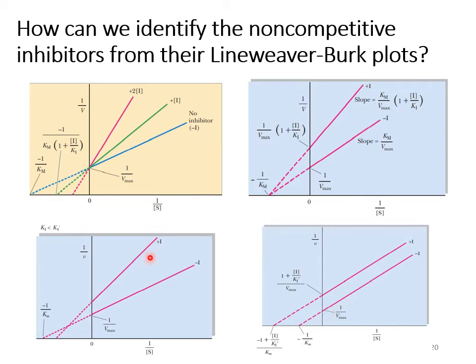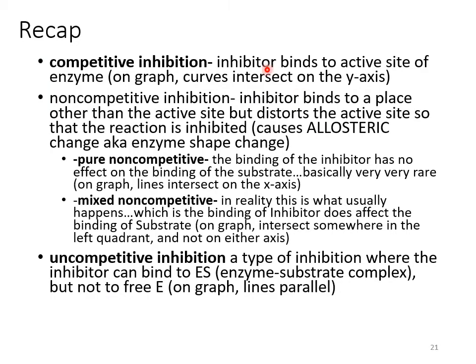So please make sure I can tell you any of those intersections. I can tell you the lines intersect on the y-axis, on the x-axis, in the left quadrant, or the lines are parallel to each other. Depending on which one I state in a question about a Lineweaver-Burk plot, you should be able to tell me: is it competitive, pure non-competitive, mixed non-competitive, or uncompetitive inhibition. And you will notice that I put a recap here so you can pause, because that was a whole lot of information. These are the notes that I would like you to have on those two slides.